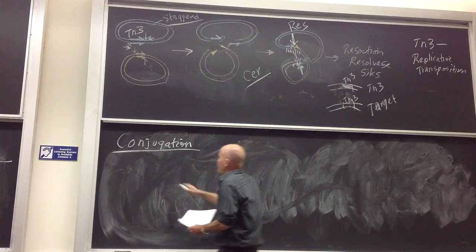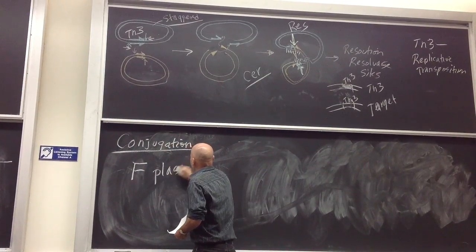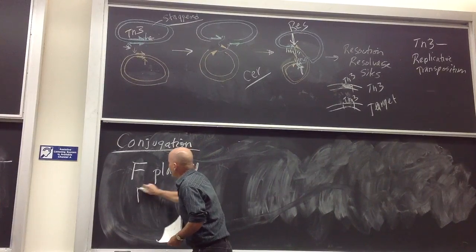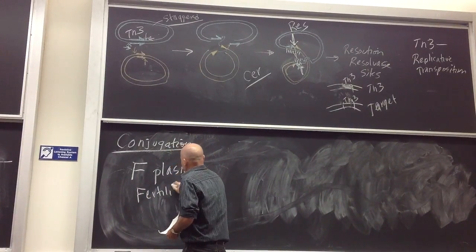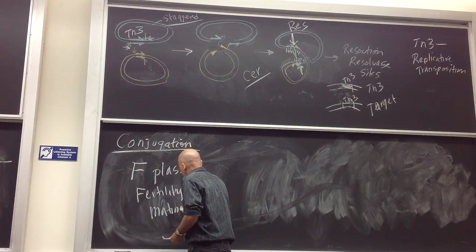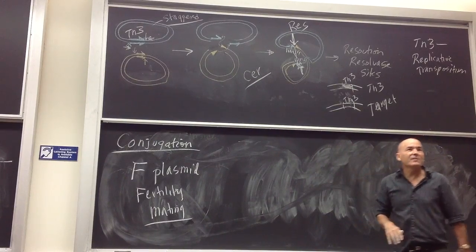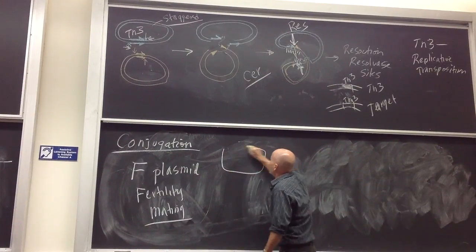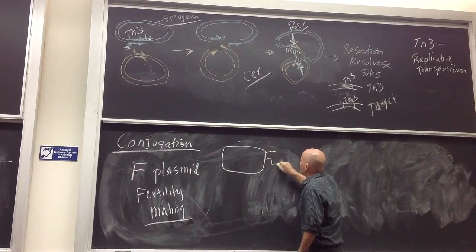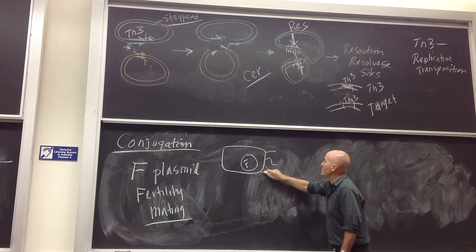So here's what we're going to say. We're going to focus on the F plasmid. And F is called fertility factor because it's sort of like mating. Not really. Here's why it's not like mating. You have a bacterium, and it's going to make these pili encoded by the F plasmid. So the F plasmid encodes pili.